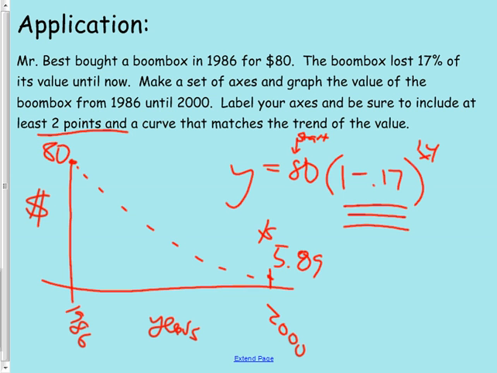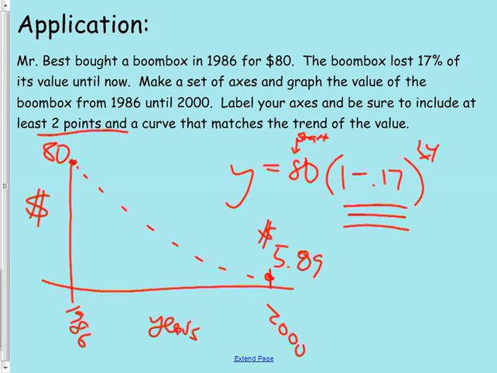$5.89 is what the boombox is worth now because it's depreciated so much. And that's honestly about right. Seriously, at a garage sale, you can get those old boomboxes for $5. So, all right. So there's a point. Here's another point. I know these actual points from the calculator, so they must be right.